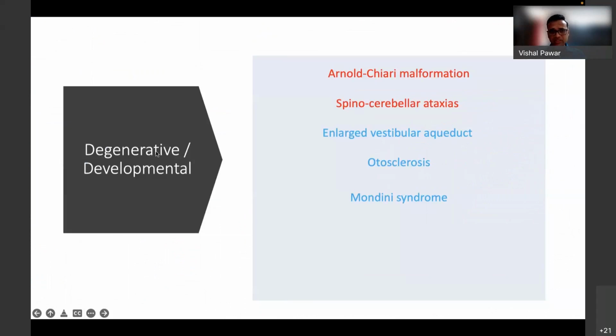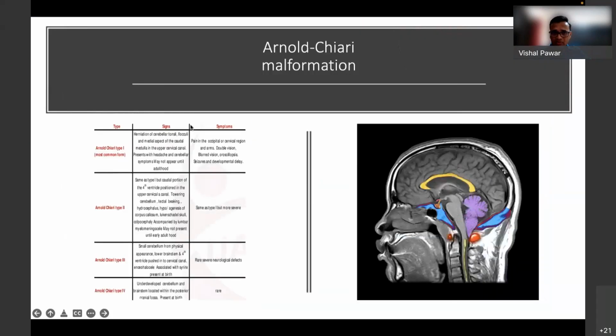Coming to the degenerative and developmental disorders which can affect the central vestibular structures: Arnold-Chiari malformation, spinocerebellar ataxia, enlarged vestibular aqueduct, otosclerosis, and Mondini syndrome. These two are central. In Arnold-Chiari malformation, there is herniation of the cerebellar tonsil. It can be associated with syrinx in the cervical spinal cord. There can be corpus callosal abnormalities.